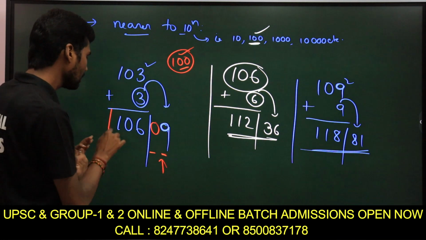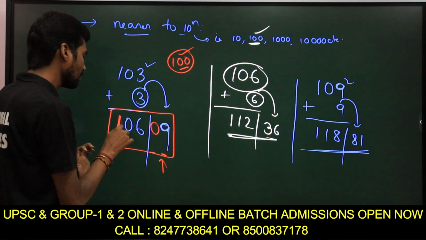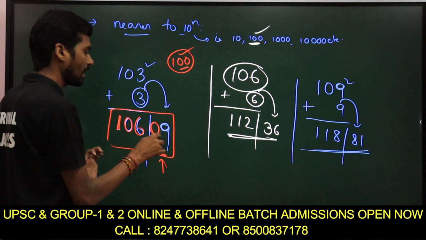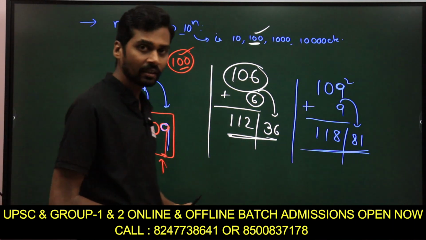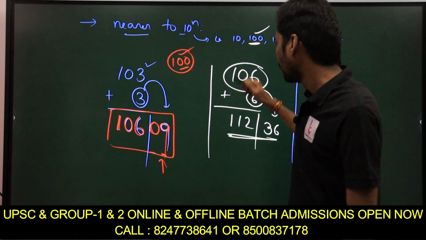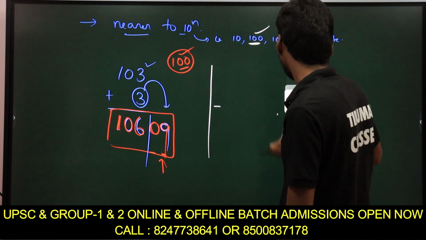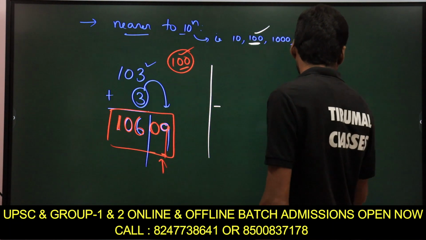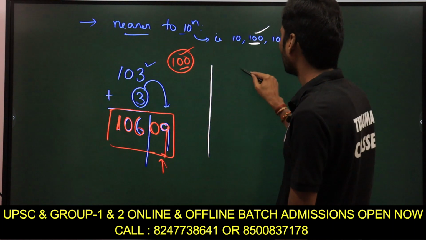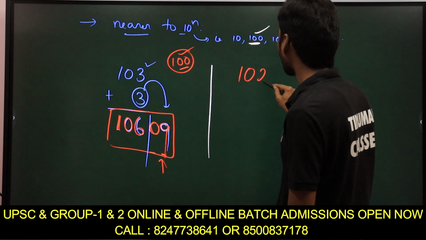So what is the final answer? 106 and 09, so the final answer is 10609. Is it clear? This is your final answer. Let's look at another one. If you take another example, 102 square.